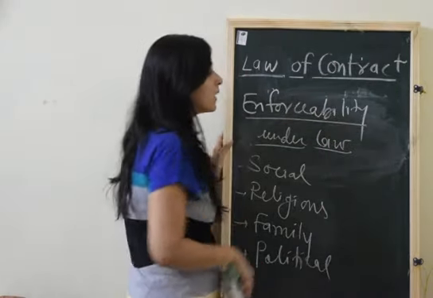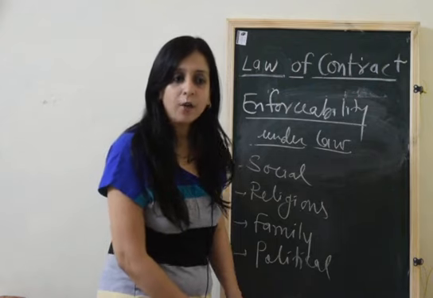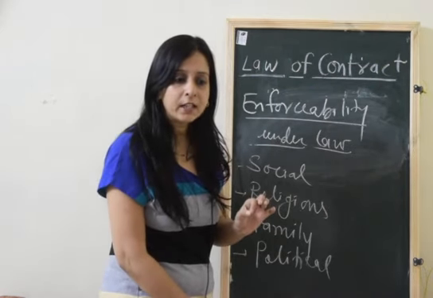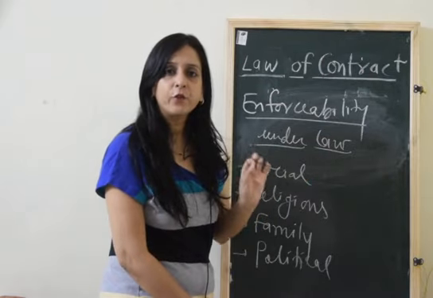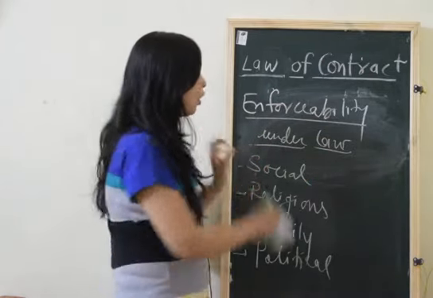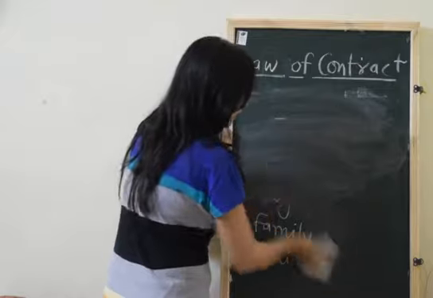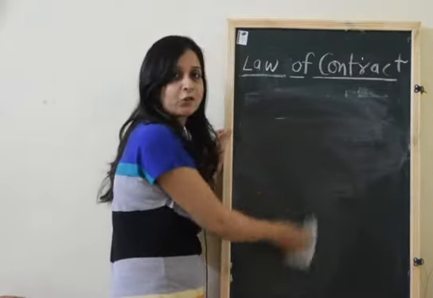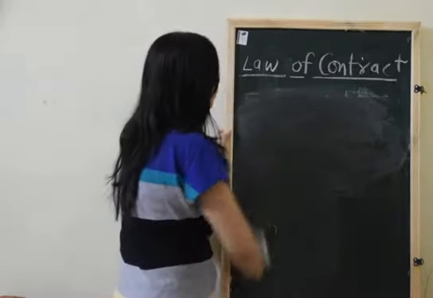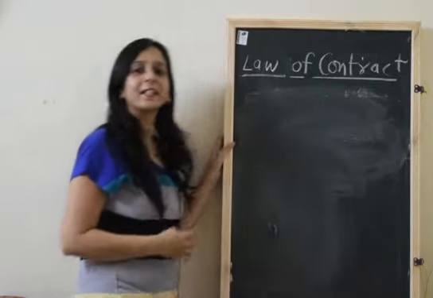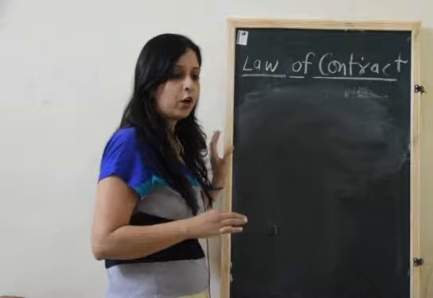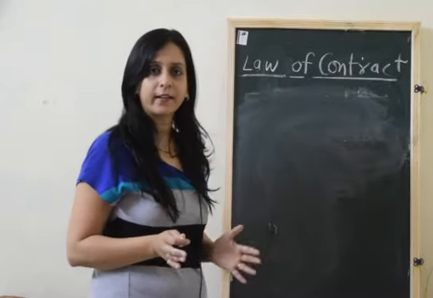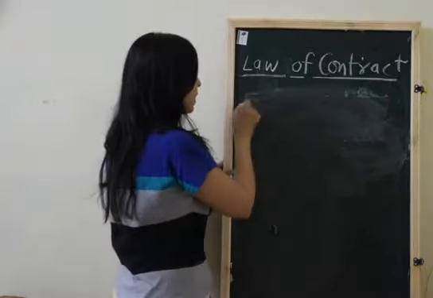So enforceability under law means there must be an intention to fulfill that promise, and the promise must be enforceable under the law of contract. We will discuss this concept in Section 23. Now after discussing all these points, there are a few ingredients, or we can say essentials, of the law of contract. I'm going to mention them one by one.